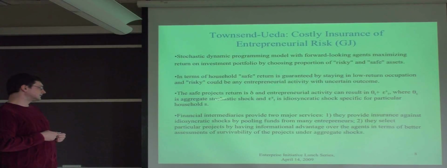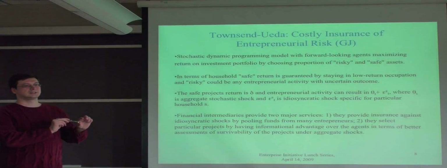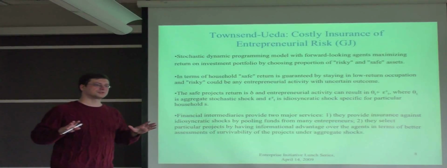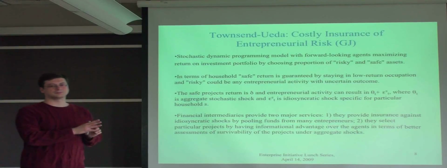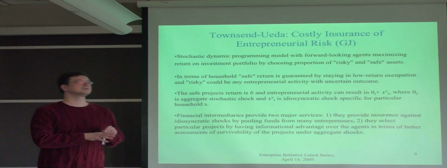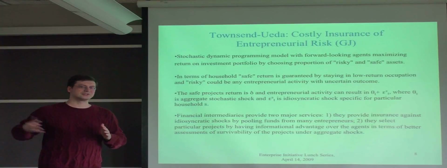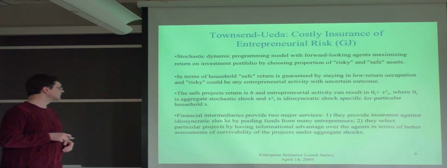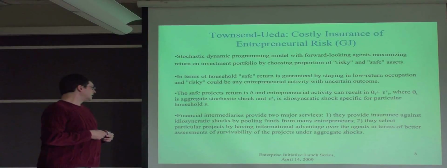Financial intermediaries provide a major service. They provide insurance against idiosyncratic shocks. Because they have so many entrepreneurial projects, they can see how big the possible return can be, so they know the optimal return. And if you just do your business on your own, you're subject to all the idiosyncratic shocks that the financial intermediaries in this model are supposed to insure.